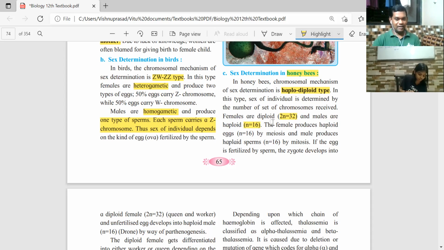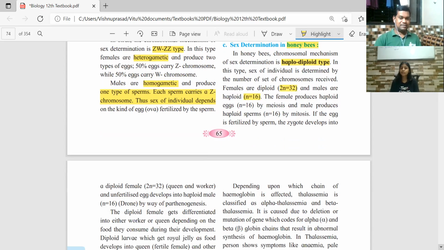Now this female, the queen bee, is producing haploid eggs, which have 16 as the chromosome number. And males anyway are haploid, so their sperms are also haploid. Both of them have 16. So haploid gametes each. And if an egg is fertilized by any sperm, then the zygote will develop into a female, a diploid female.